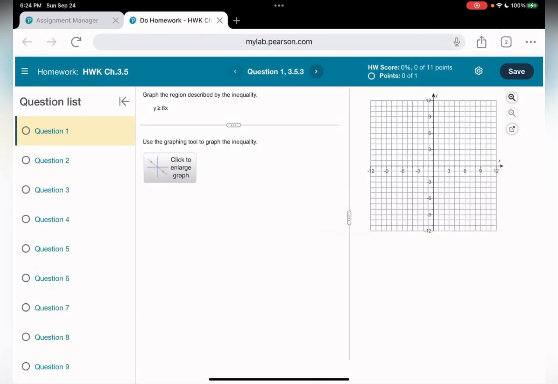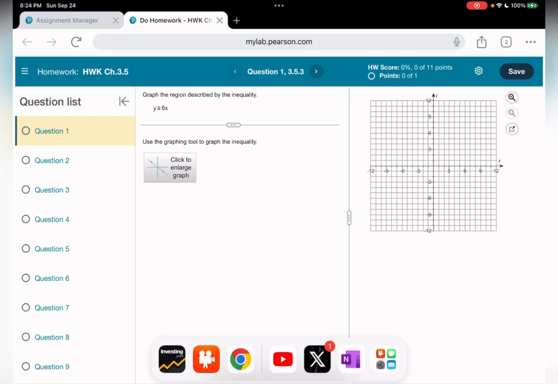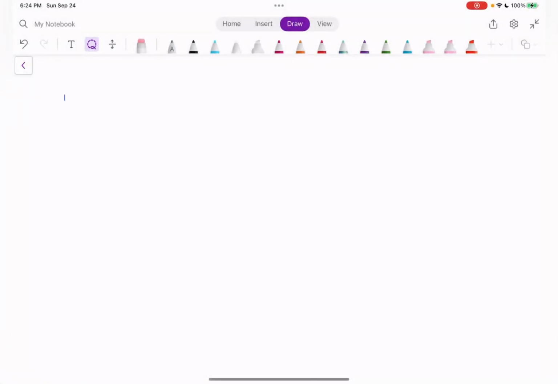Okay, we are doing homework 3.5. Before I start solving, I would like to do a real quick review of how we are graphing. So let me explain. There are three methods of graphing.